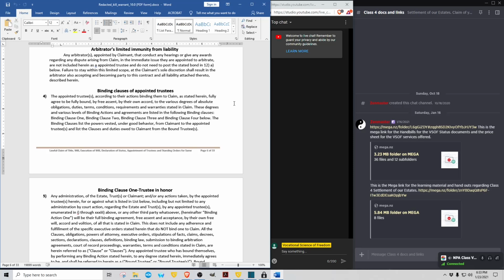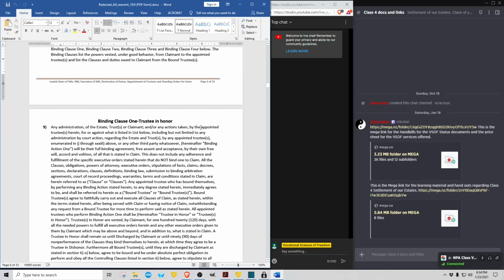Binding Clause 1, Binding Clause 2, Binding Clause 3, Binding Clause 4. These get progressively severe as to what they do to bind themselves to each clause. Now, again, I'm not going to read each clause tonight. If you want to know what they are, then get your doc set done. Okay? But the binding clause is listed and the power is vested under good behavior from claimant to the appointed trustees, and list the clauses and duties owed to claimant from the bound trustees.